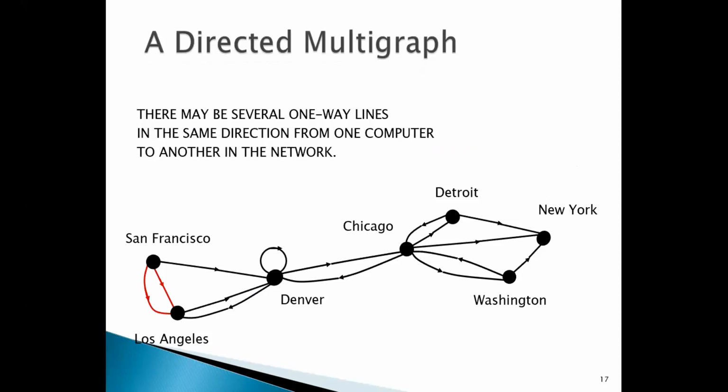See from here, from San Francisco to Los Angeles, there are two parallel lines. Los Angeles to Denver, two lines. So there are multiple edges, and these lines are given some kind of direction. That's why it is called a directed multigraph. Is it clear? Yes, sir.